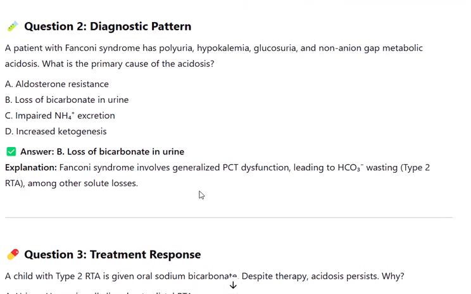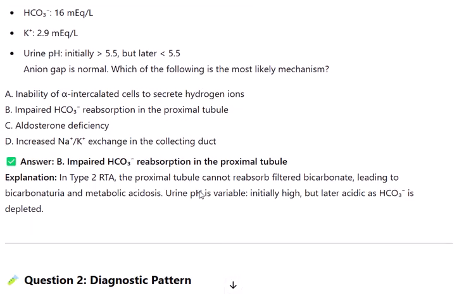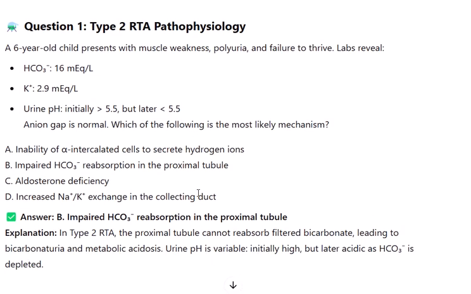Here are USMLE-style questions focused on defective proximal tubule (PCT) bicarbonate reabsorption, characteristic of type 2 renal tubular acidosis, proximal RTA, resulting in non-anion gap metabolic acidosis. Each question includes 4 answer options and an explanation. Question 1. Type 2 RTA pathophysiology.